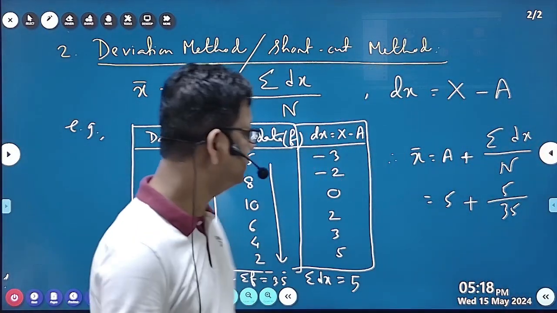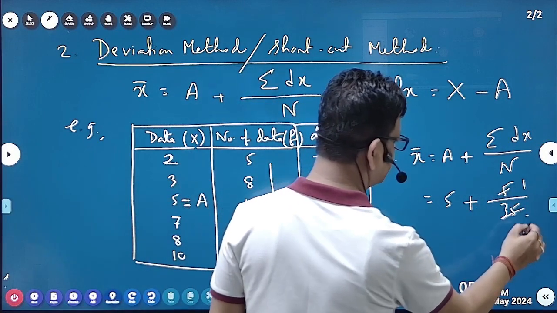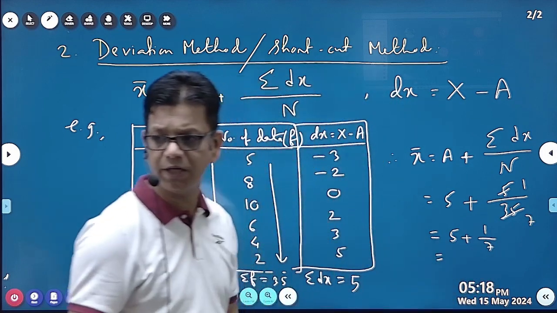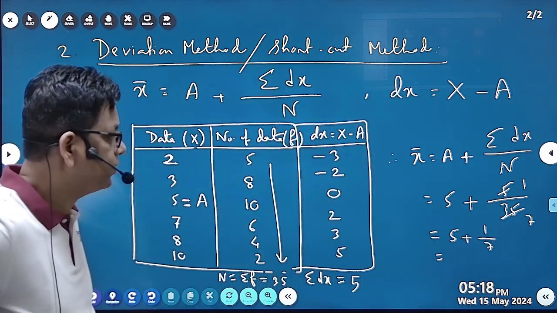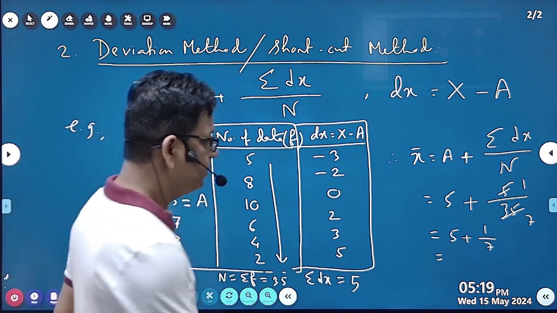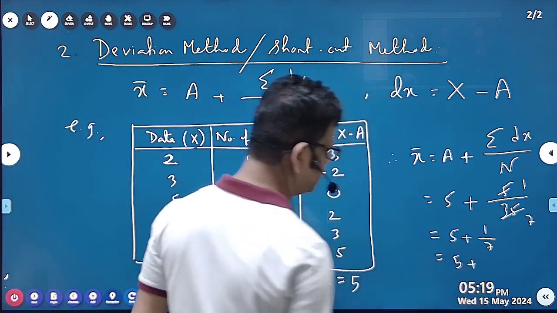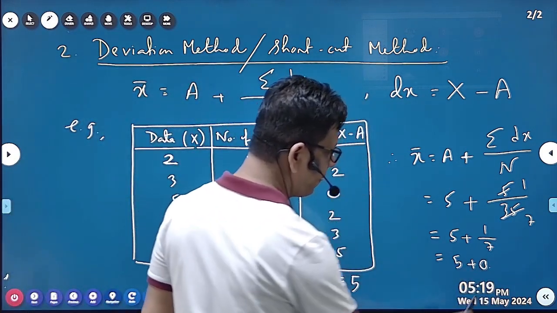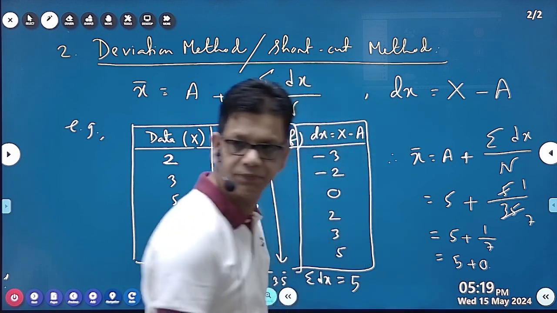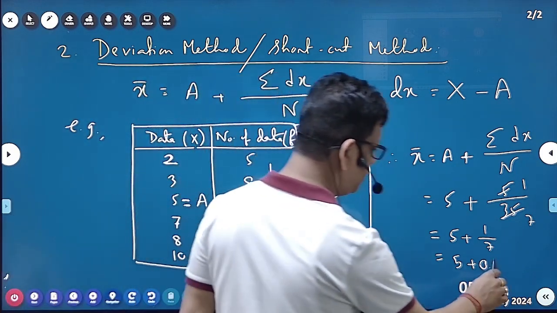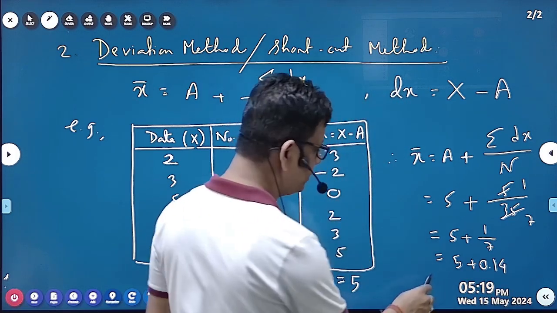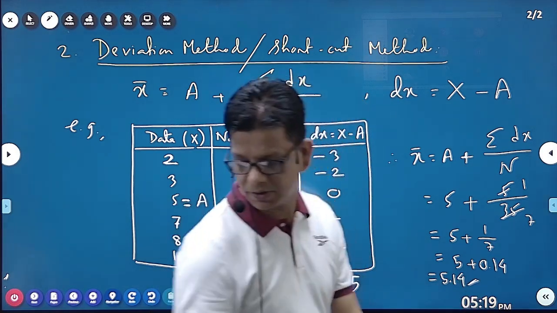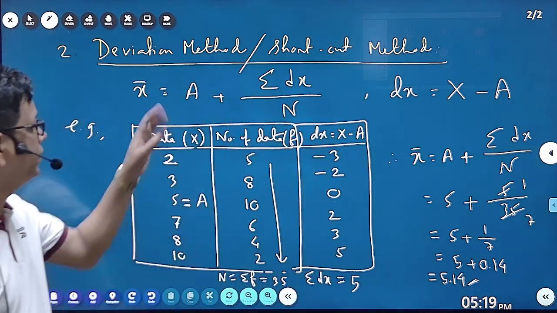Now if you cancel it, 5 by 35 is 1 by 7, so 5 plus 1 by 7. Ordinary calculators are allowed, so you can use a calculator right now even. Calculators are allowed in our paper 3. So 5 plus, it will be point how much? Check it. 1 by 7 will be point 1 4 something. Yes or no? Correct? So it will be ultimately 5.14. So this is your required mean, using this shortcut method or the direct method.